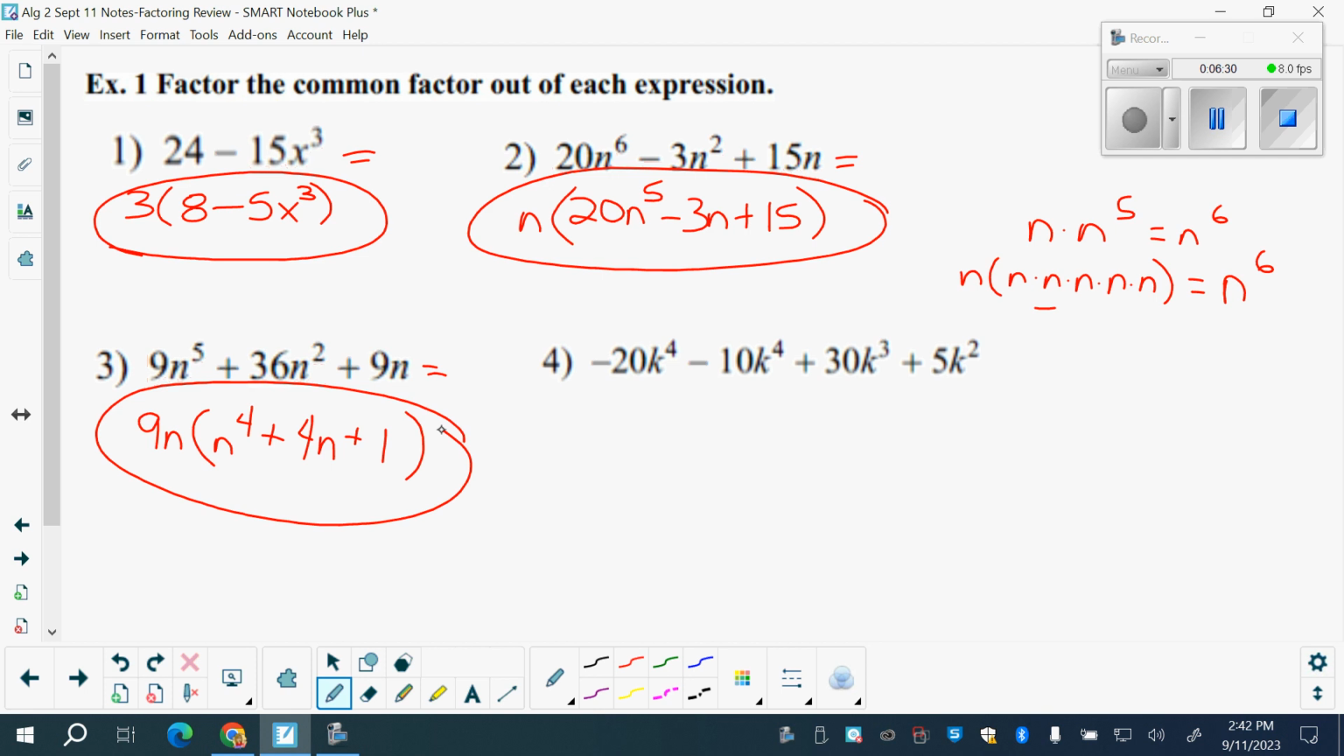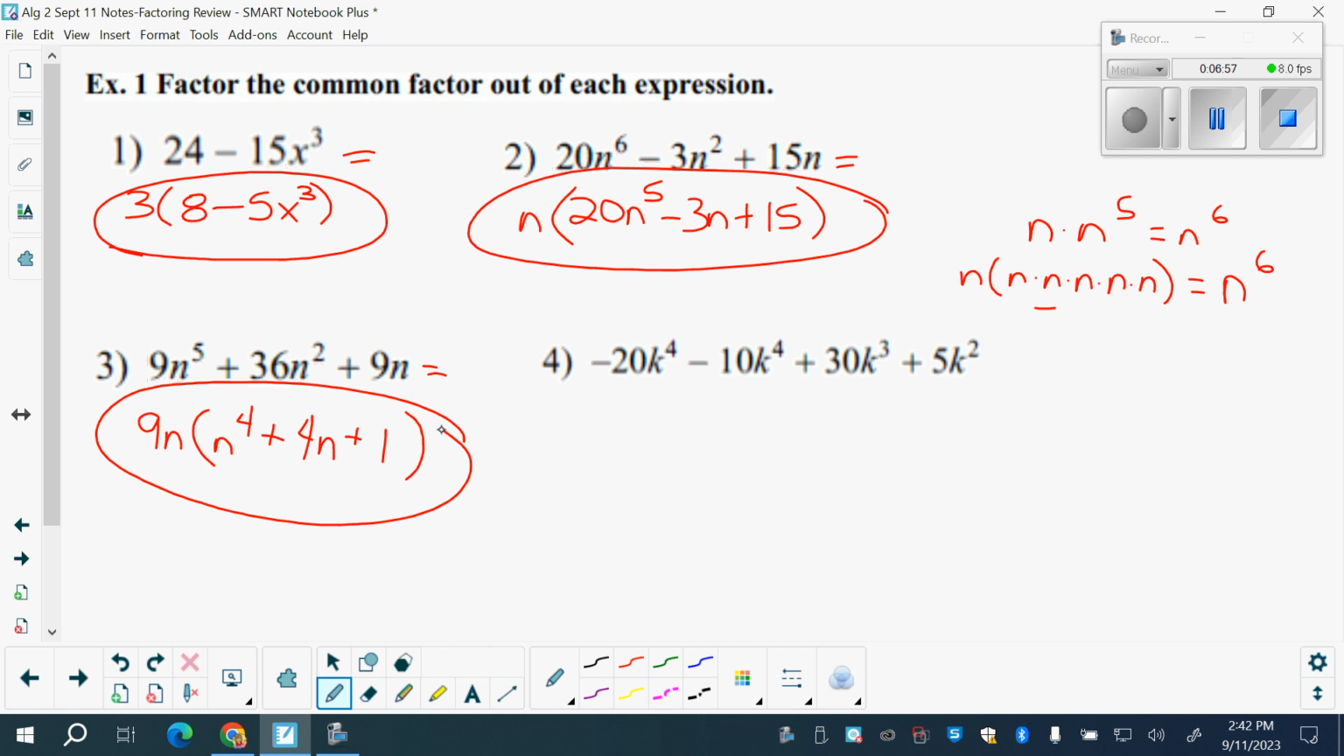Questions there on that? Please let me know if you have questions. Okay, and last one, number 4. Biggest number and or letter or letters. Say that again. So are there more than one K that we can take out?